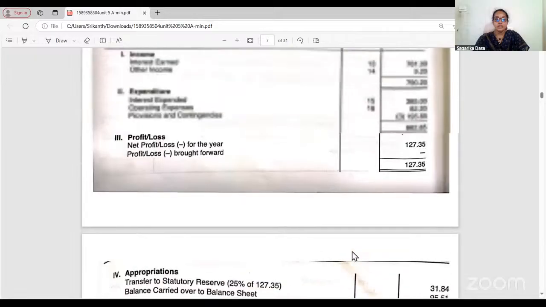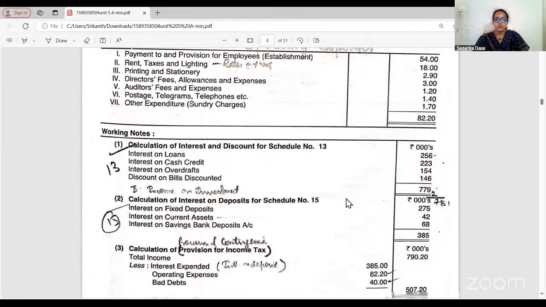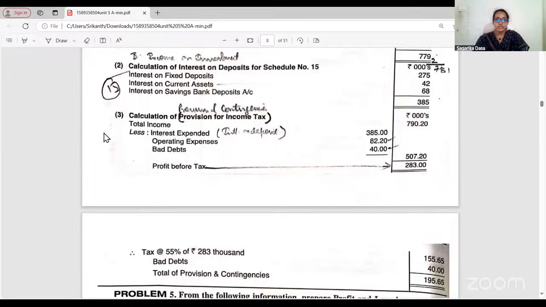You see here, schedule 13, 14 total, schedule 15, 16 and provisions and contingencies. We have two amounts in provisions and contingencies. Let us see that. See, calculation of provision for income tax first. Income, that is 729, the income we got, 790.20 less expenditure. After deducting schedule 15, schedule 16 and bad debts, the profit we got is 283. 283 into 55%, if you do, you will get 155. Along with that, bad debts is 40. So total provisions and contingencies is 195.